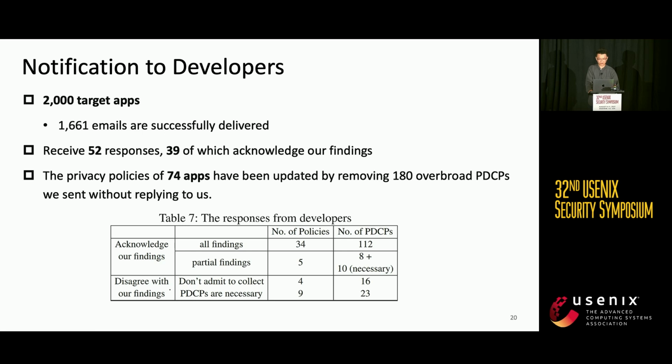And then we select the top 2,000 apps with the highest overbroad likelihood and shared our findings with their developers. And we have received responses from the developers of 52 apps, and 39 of them acknowledged our findings. By examining their privacy policies 1 month after sending the emails, we found that the privacy policies of 74 additional apps have been updated by removing the 180 overbroad PDCPs we identified without replying to us.